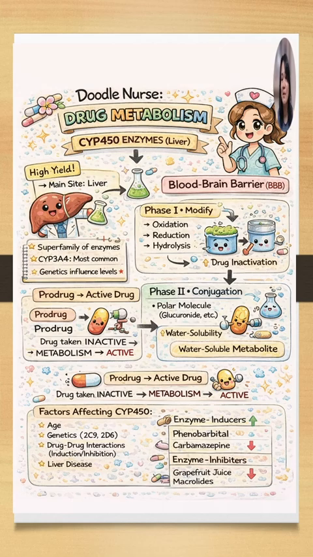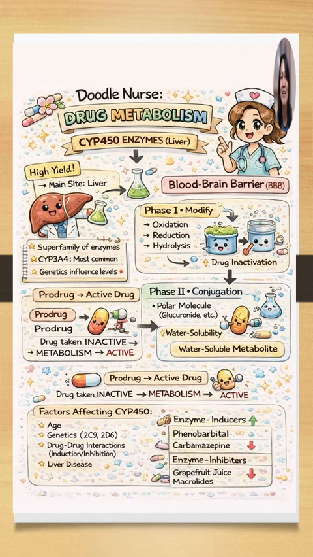Drug metabolism occurs in two phases. Phase one involves modification of the drug through processes such as oxidation, reduction, and hydrolysis. This phase can either inactivate the drug or sometimes prepare it for the next step. Phase two is called conjugation, where the drug is combined with another substance to make it more water soluble, allowing it to be easily excreted by the kidneys.